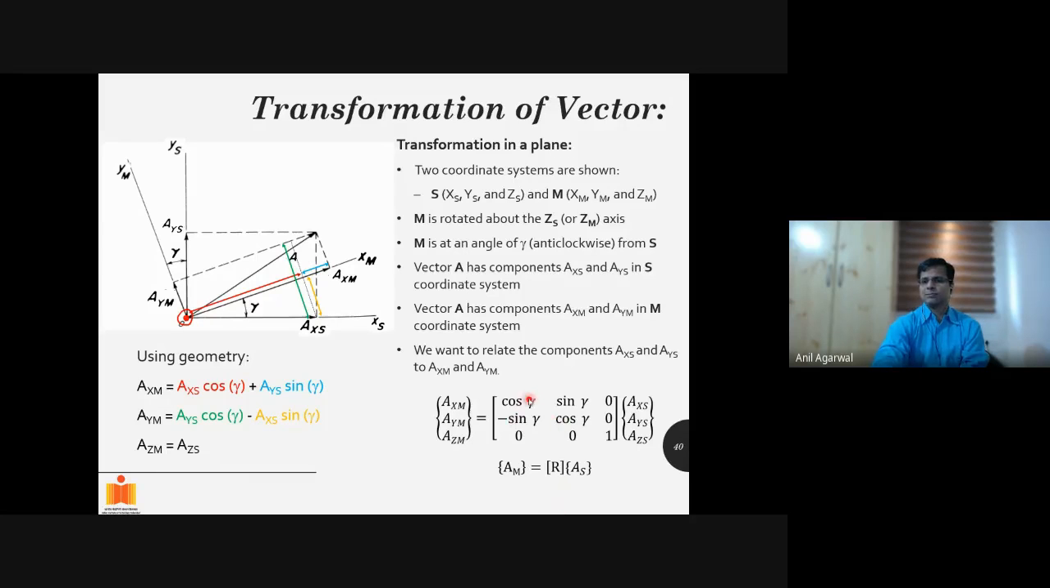Fine. So this matrix, this is called transformation matrix for a 3x1 vector. Okay, so the vector has components in x, y, z direction, 3 components. If that is the case, we can transform it from structural coordinate system to member coordinate system by pre-multiplying by this transformation matrix. Okay, fine.